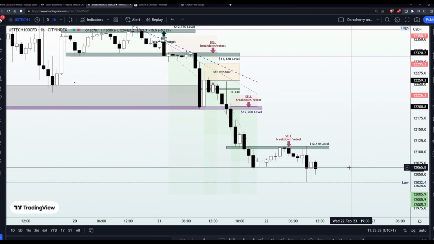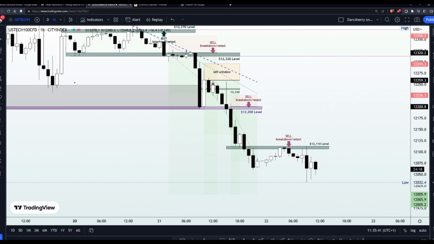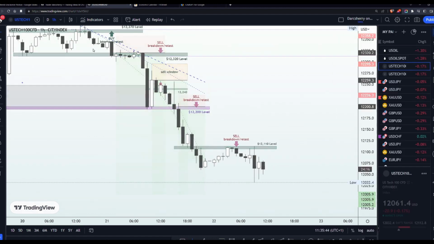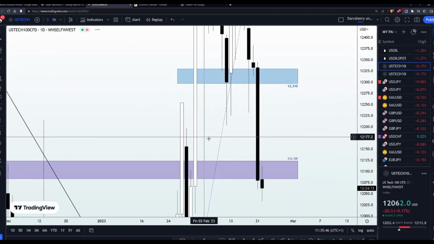So if price action evolves into a reversal pattern, probably like a double bottom structure, then we might likely be seeing a bullish momentum from that level. Let me show you one more time so that you can see what I'm talking about. So on the daily time frame, this is what we saw on the daily time frame.